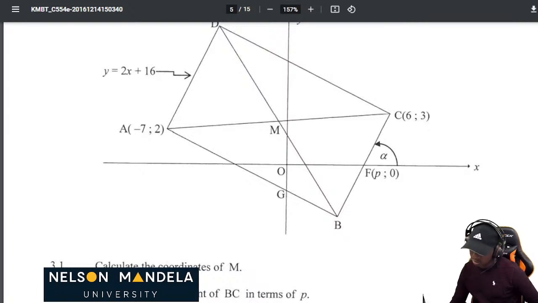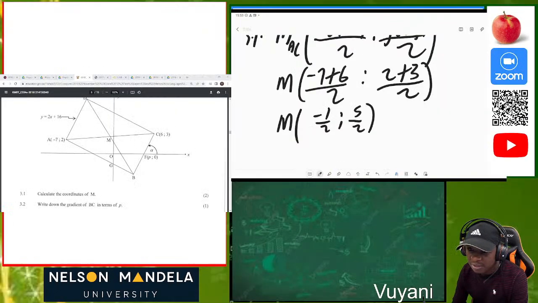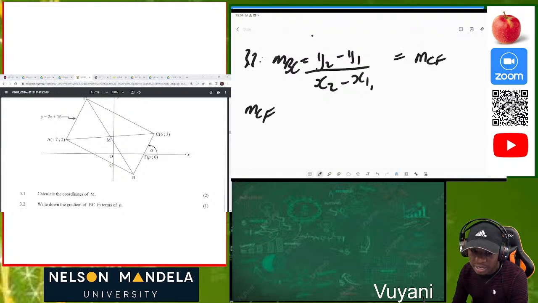Okay, sorry for that. Yes, the gradient of the line BC is the same as the gradient of line CF. Do you see that they are collinear? They are collinear points, so it's actually the same thing. So now we can definitely calculate the gradient of CF. How do we calculate the gradient of CF? We know that the gradient of CF will be equal to y2 minus y1 over x2 minus x1.